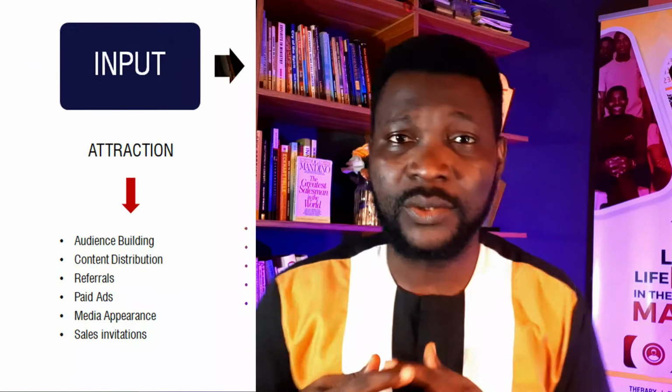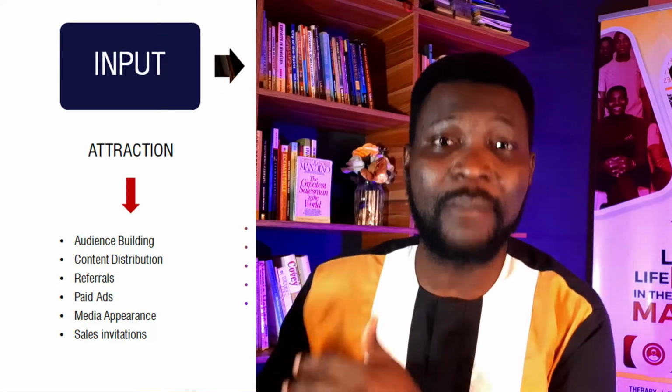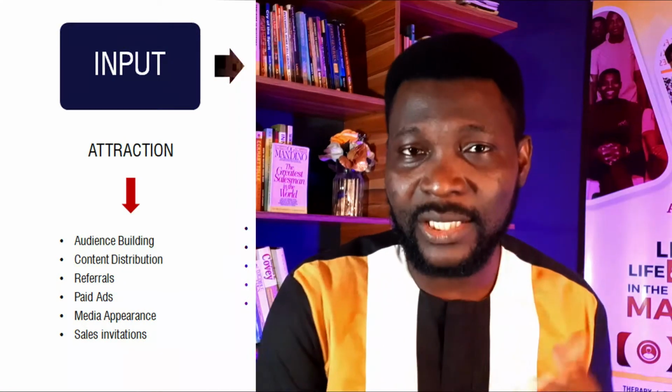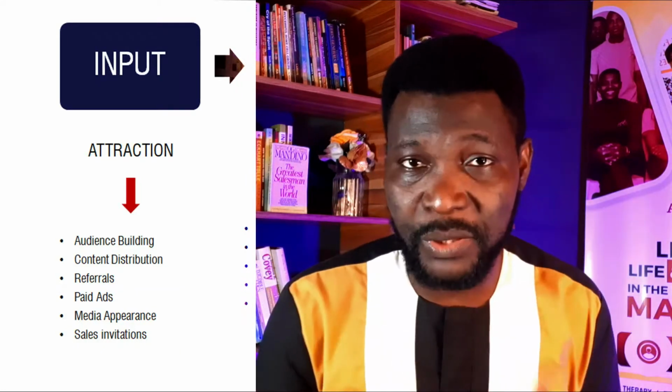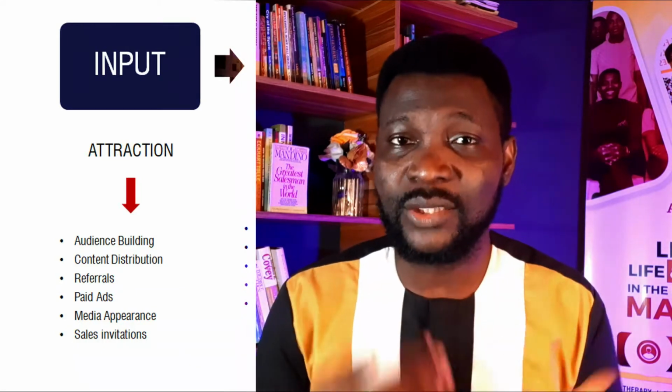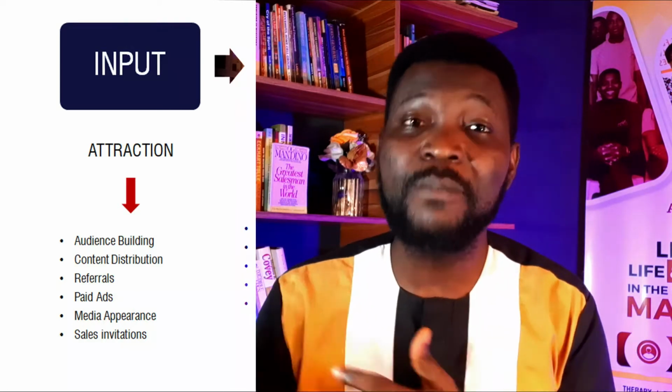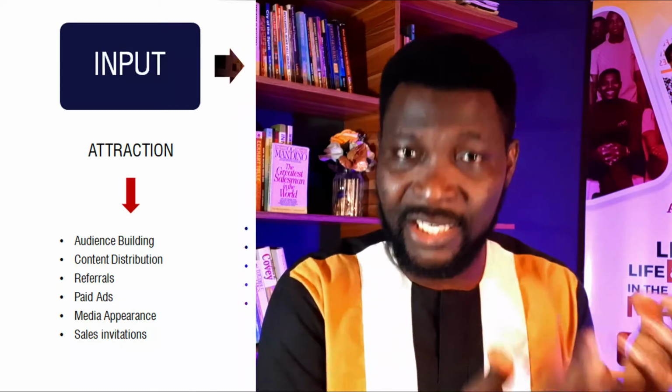And so let me break that down a little more. For every single part of a system, there are also systems running within a system. Now, I'm not trying to confuse you, but here's what I mean. When we talk about input, which is how people come into your business, that is basically an attraction system, a way to attract people to your business. So some of the things you can do include audience building, that is, you are building an audience online. Secondly, you can begin to distribute content, that is, you are creating content or curating content in order for people who are interested in your subject to be attracted to you.